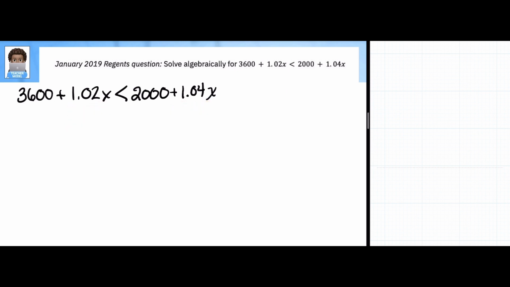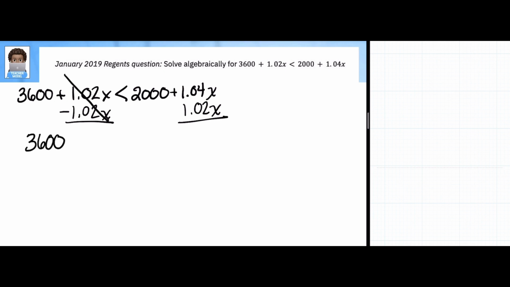1.04. So I noticed that if I were to subtract 1.04, I'm going to end up with a negative with the x. And that's not what I want right now. So I'm going to choose to start the other way. And I'm going to subtract this term, 1.02x. Now notice there was nothing for me to distribute, so this is the easiest place for me to start.